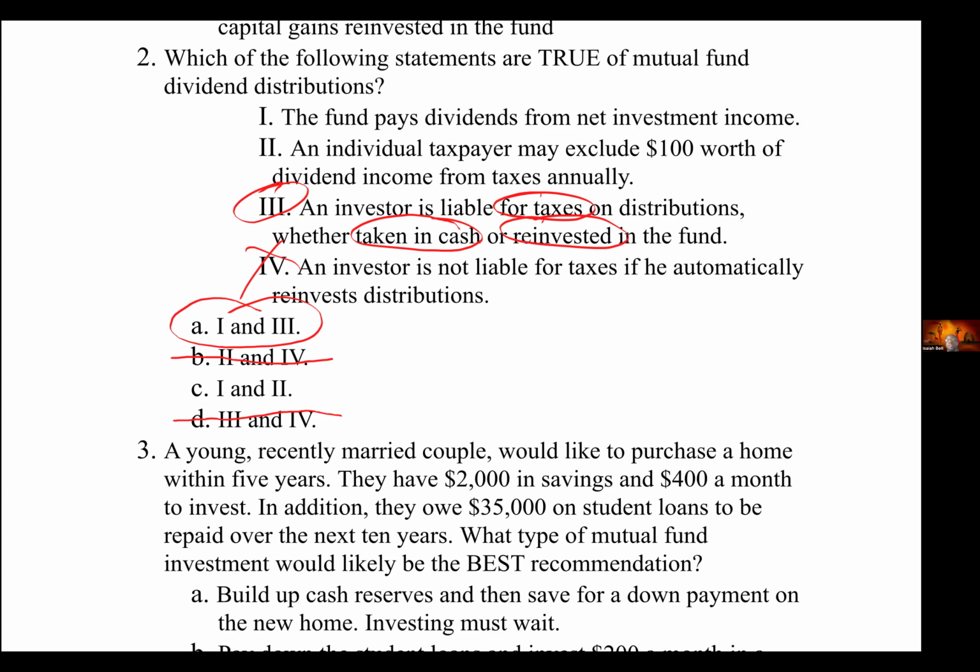And as I'm looking at 1, the fund paid dividends from net investment income, that is correct. After everything, expenses, everybody's got paid. Taxes have been paid, and they start issuing dividends out. They issue that from net investment income. All right, 2 sounds like a law. An individual taxpayer may exclude $100 worth. That sounds like a law the IRS maybe wrote, and that's just not true. So 1 and 3 is the correct answer here.